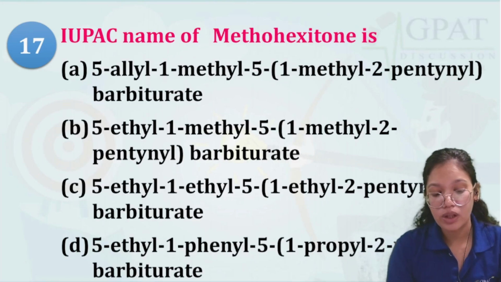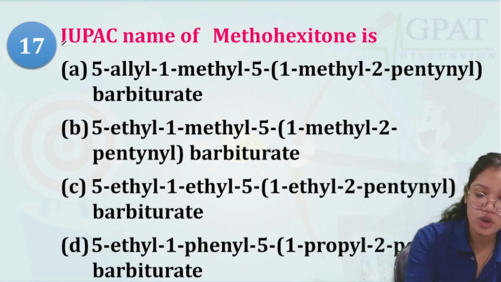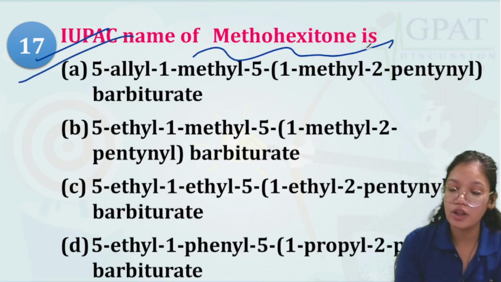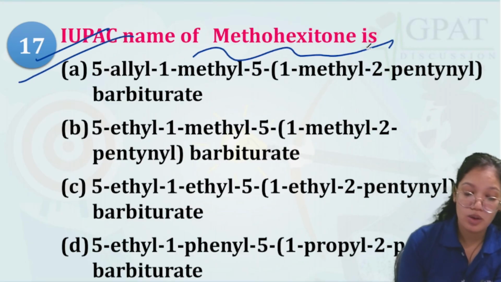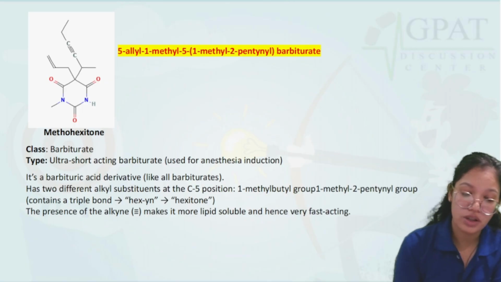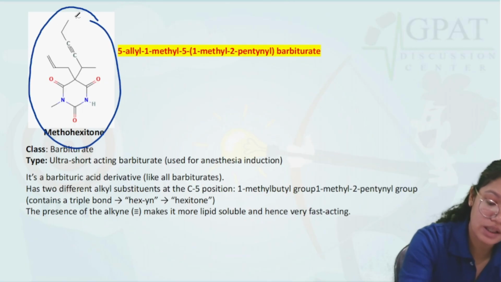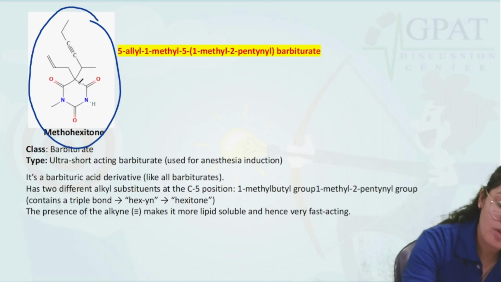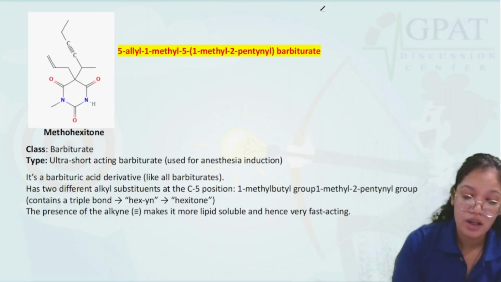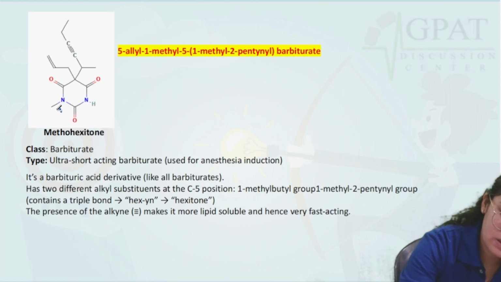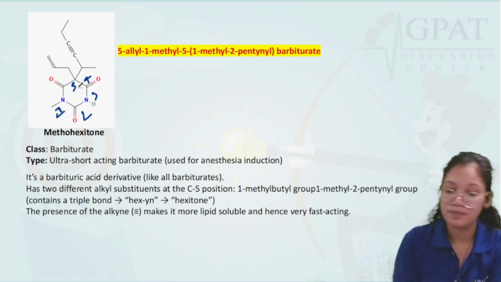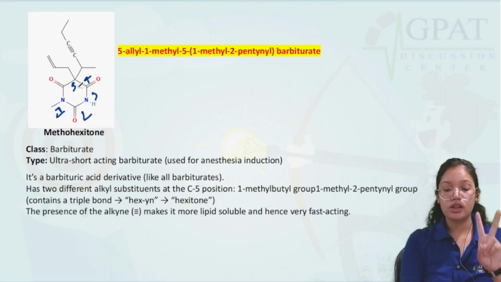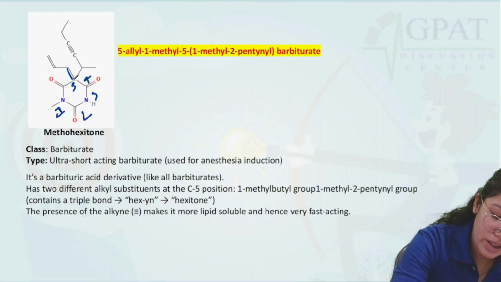Now next is the question on the IUPAC name. The IUPAC name of methohexital is asked, so let's look at the structure. This is the structure of methohexital. It is a type of barbituric acid derivative. Here we have the nucleus of barbituric acid. In this nucleus, this is the first position, second, third, fourth and fifth. At the fifth position we have two substitutions: one contains a double bond, and one contains a triple bond.